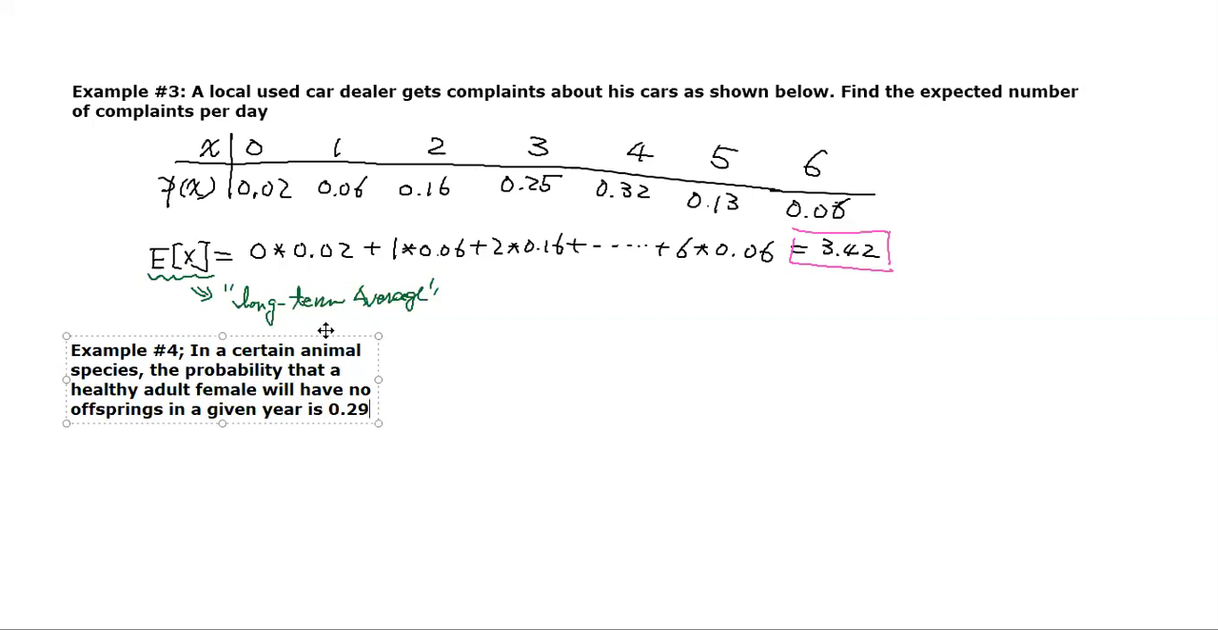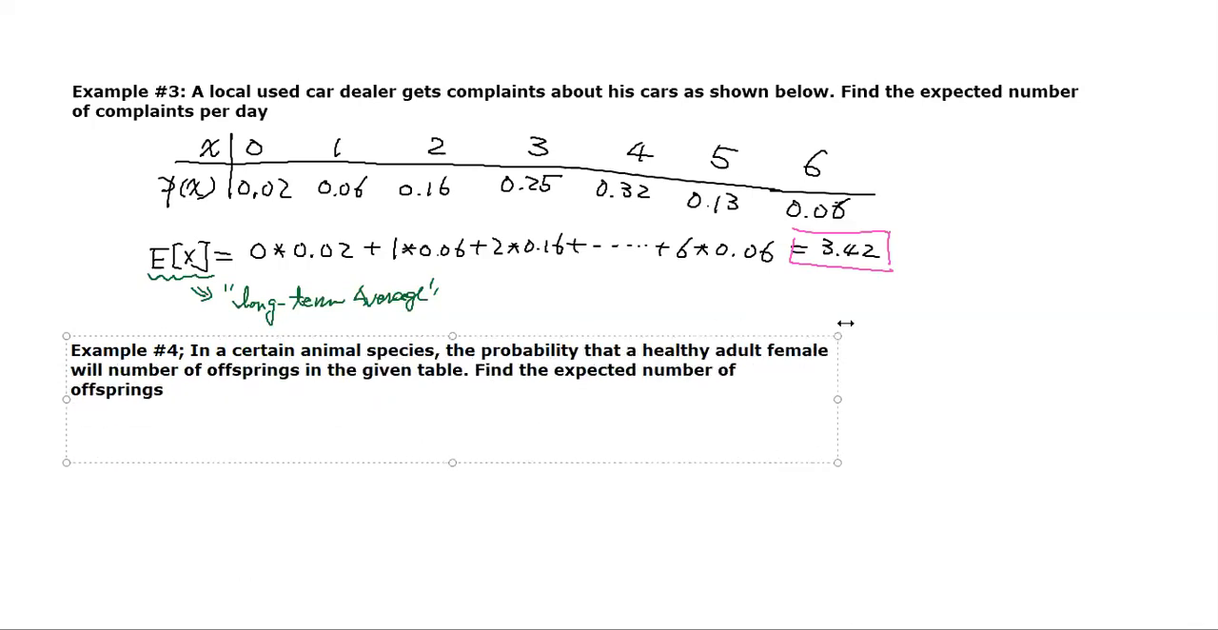And given a year, the healthy female will have a number of offspring as in the given table. Then I want to find the expected number of offspring. So here they give us a table.